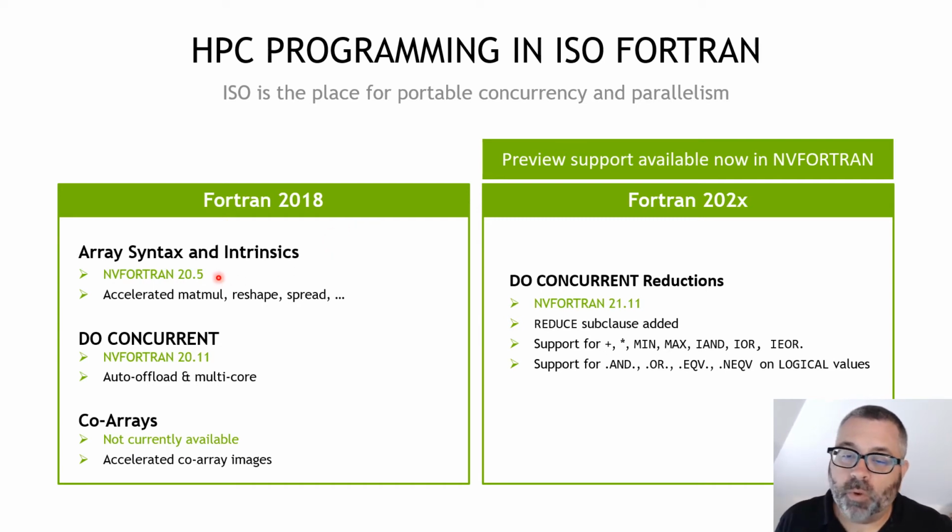And at that point, we looked at operations written with array syntax and array math intrinsics, and began to offload those automatically to our GPUs. 6 months later, we released a compiler that could do the same thing with do concurrent loops. And so now we can take loops written in the form of do concurrent and parallelize them for multi-core CPUs or offload them to GPUs automatically.